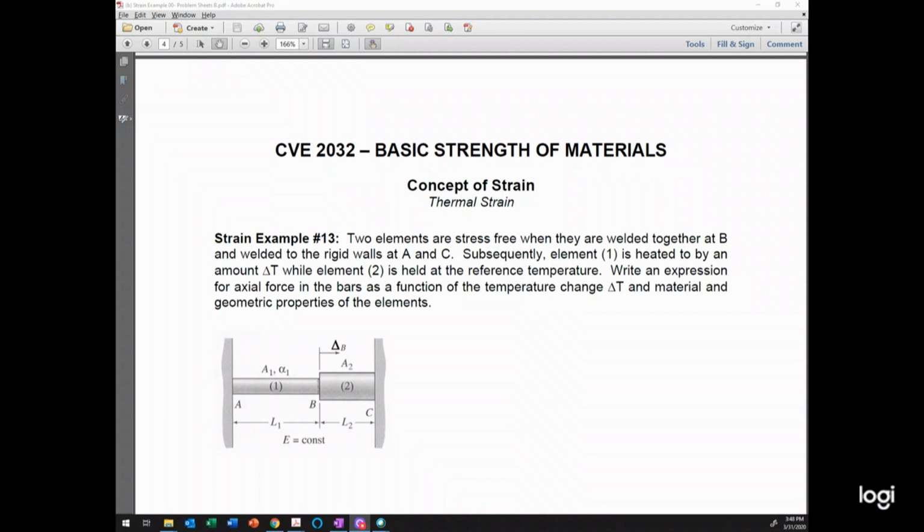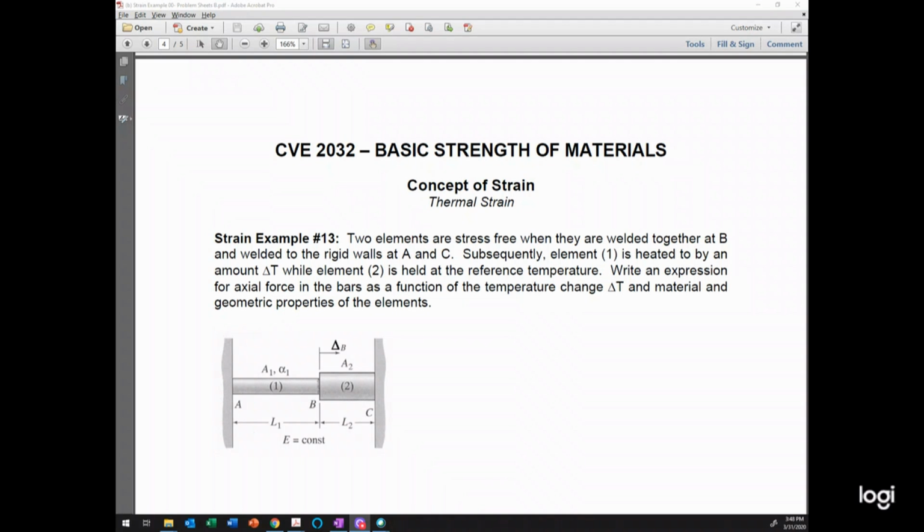Problem reads, two elements are stress-free when they are welded together at B and welded to rigid walls at A and C. Subsequently, element 1 is heated by an amount delta T, while element 2 is held at the reference temperature. Write an expression for axial force in the bars as a function of the temperature change delta T and material geometric properties of the elements.